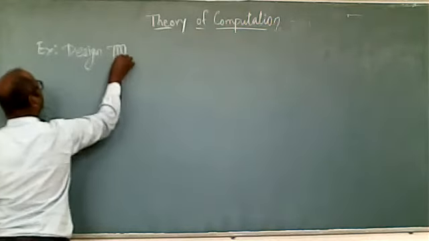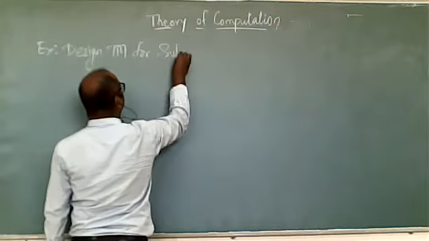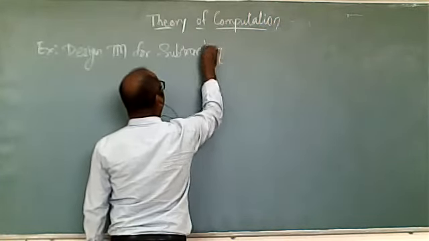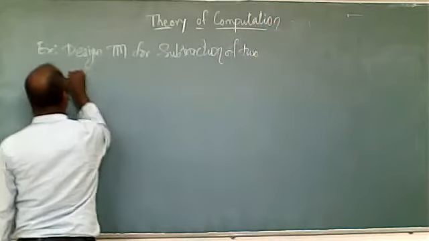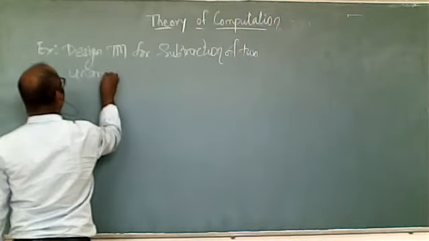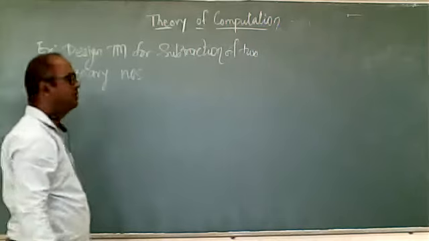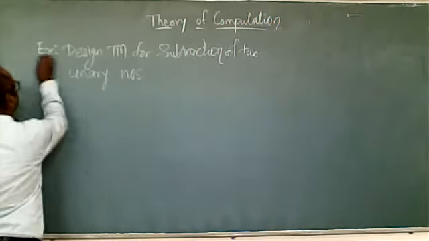Design a Turing machine for subtraction of two unary numbers. Subtraction of two unary numbers. So that is our problem statement.